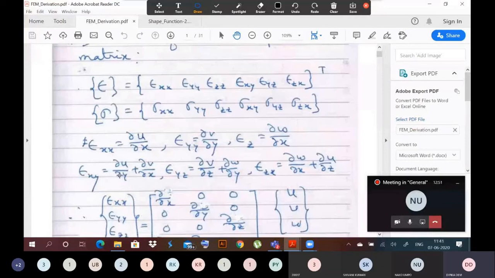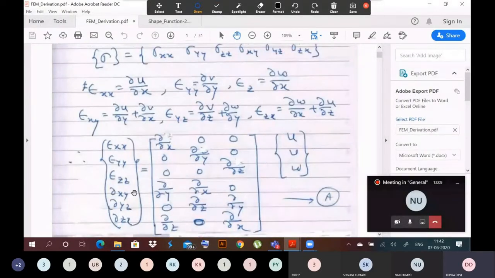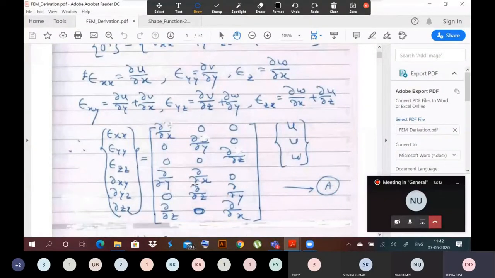Okay. So these equations, the relationship between strain and displacement, they can be written in matrix vector form like this. You can see here. The first equation is epsilon xx is equal to del u by del x. So I can write it as del by del x into u plus 0 into v plus 0 into w. So this is my first equation. Second equation is epsilon yy, which is equal to del v by del y. So 0 into u plus del by del y into v plus 0 into w. Then third equation is equal to del w by del z. So it will be 0 into u plus 0 into v plus del by del z into w.